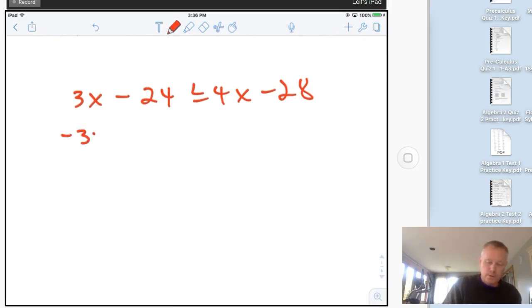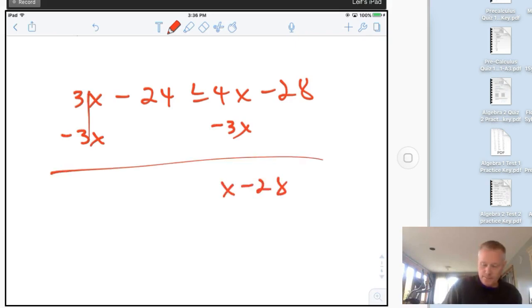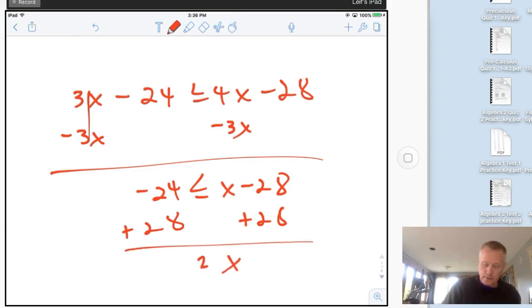Now I'm going to bring my x's to one side. These cancel. Then I get x minus 28 is less than or equal to negative 24. Add 28. And pretty quickly I get to my answer here. X is greater than or equal to 4. Okay.